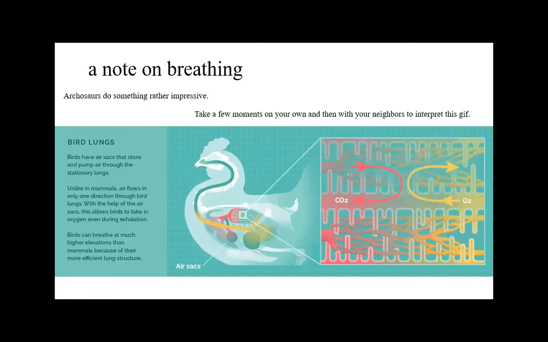Does that make sense? Because this means every time the air sacs inflate and deflate, there's always another packet of air passing over the part of their anatomy that does the gas exchange. So birds are able to breathe much more efficiently than mammals or other reptiles. Does that make sense? Talk to your neighbors about that for a second. Try to say what I just said to your neighbor. See if they think what you said makes sense.